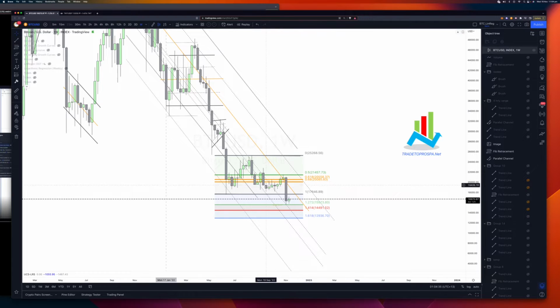The other aspect to this is you can see that the 1 is the current resistance level, and then we have the real point of control, which is the 0.618 range. So this is an interesting chart. Now we can look at the daily.